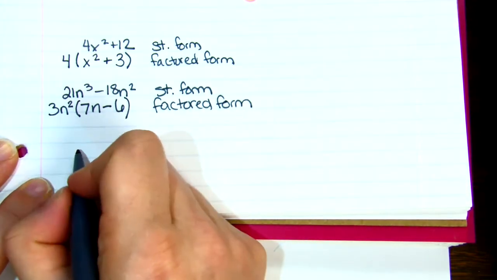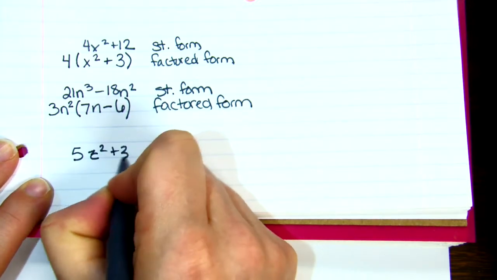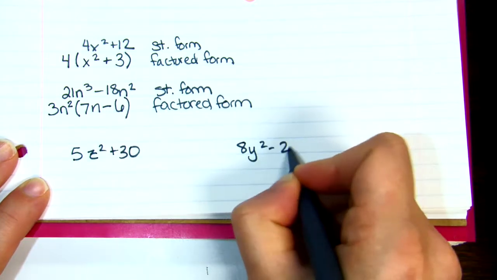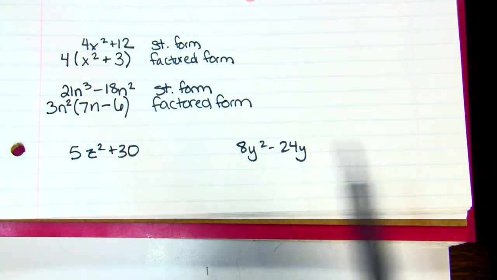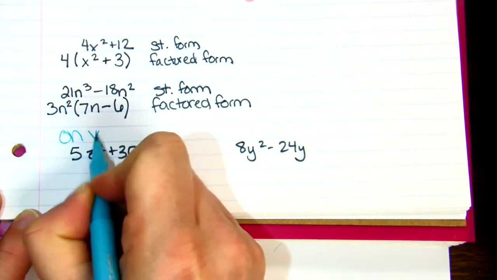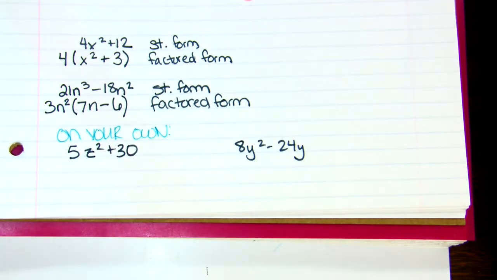So on your own real quick, try these: 5z squared plus 30, and 8y squared minus 24y. This is really something that we did in 7th grade. You've practiced factoring before using the greatest common factor. You just didn't really know why you were doing it. So hopefully now you're starting to figure out why we would want to do this. So try these on your own, and then hit play again and make sure you got them right.